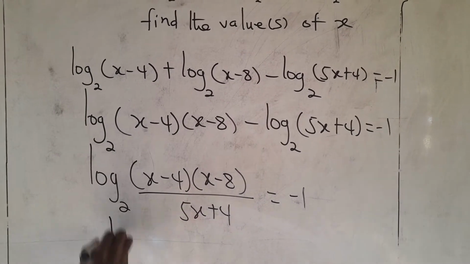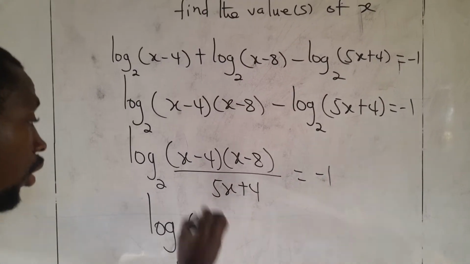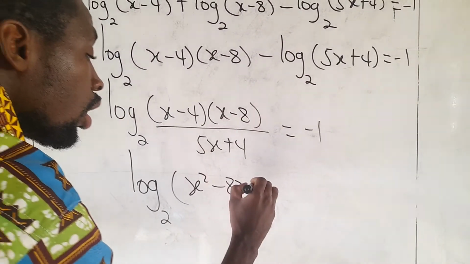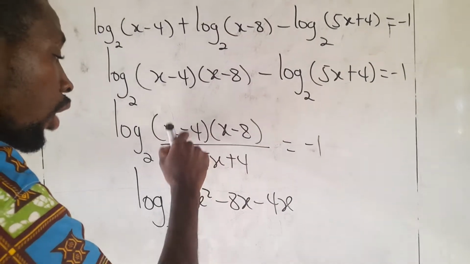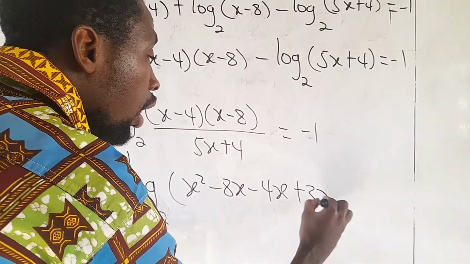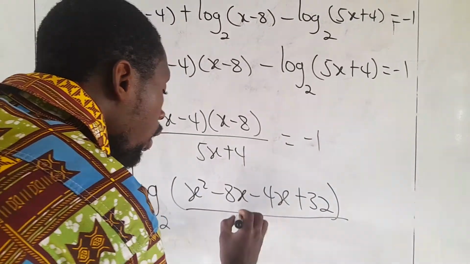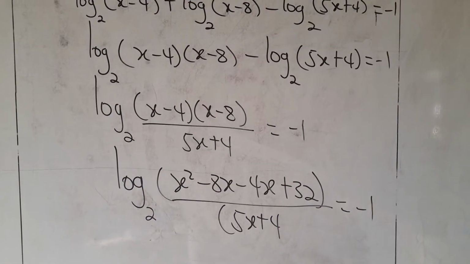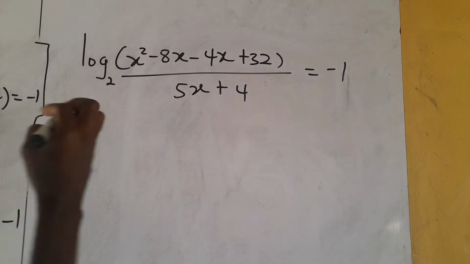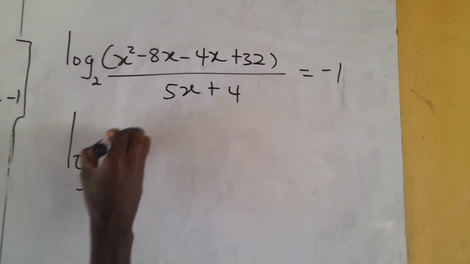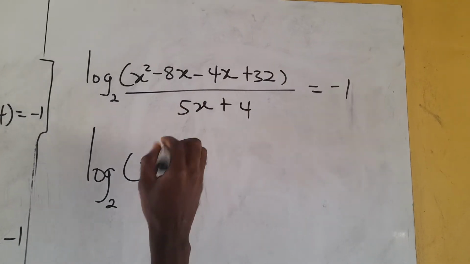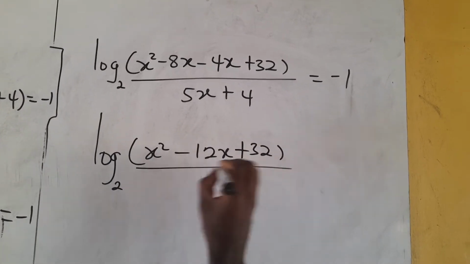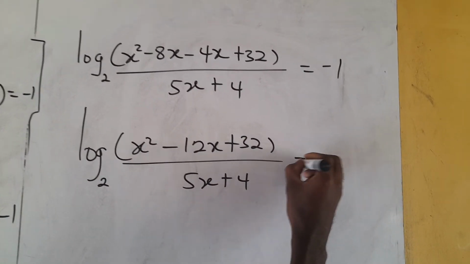I can expand this. So I'll say log, this times this is x squared, this times negative 8x, negative 4x, then negative 4 times negative 8 will be plus 32 over 5x plus 4 equal to negative 1. So I'll simplify this further. We'll have log base 2 of x squared minus 8x minus 4x will be minus 12x plus 32 over 5x plus 4 equal to negative 1.